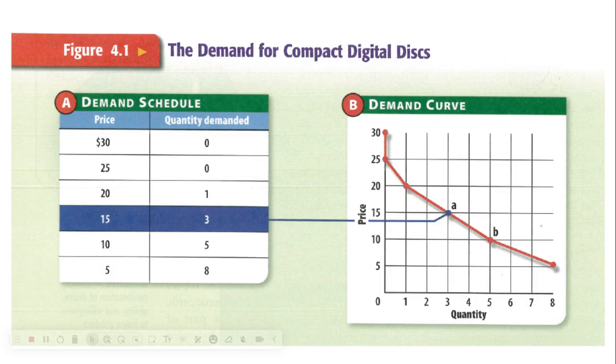Compact disc, and I realize that might be the way of the dinosaurs, but hear me out on this. When compact discs are really expensive, people want less. So at $30, people don't want any. At $25, people really don't want any. But at $20, maybe a person might want one. At $15, you might have a higher demand of maybe three. At $10 a piece, you might desire 5 CDs. And as the price goes lower at $5, you might want 8. That's kind of how that works.